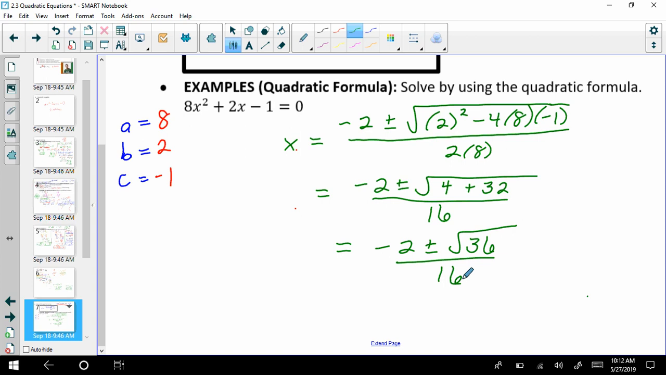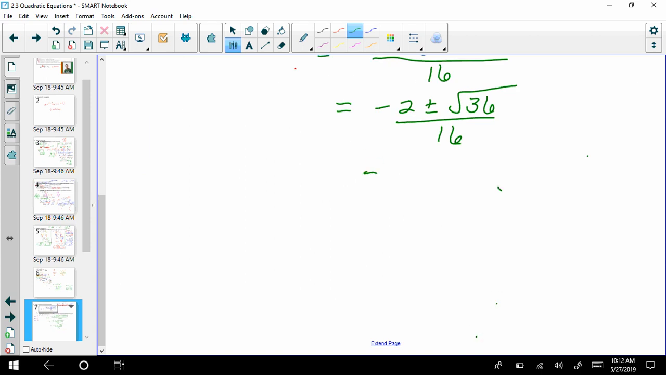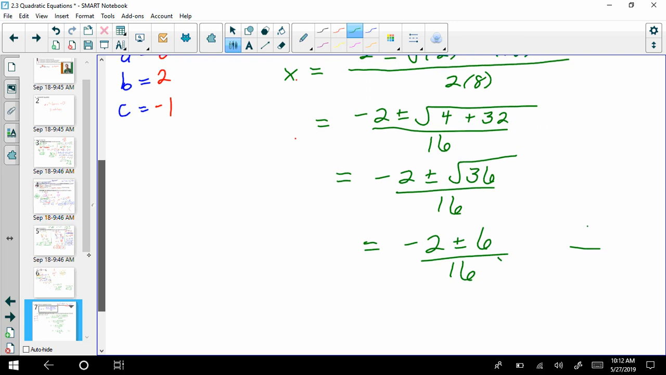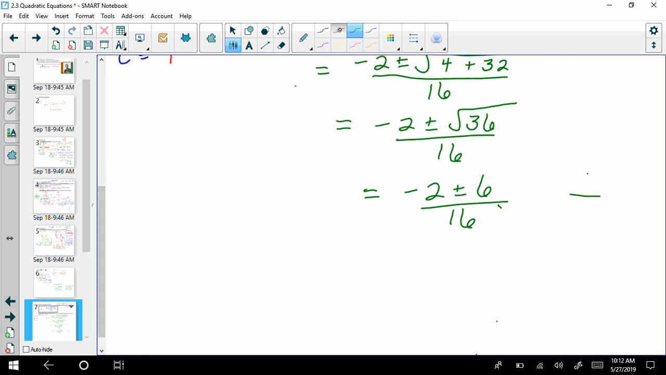And then I always ask my students to check if that square root will simplify, which it does. 36 is one of our perfect squares, so it turns into 6. And the last thing that we can do, because I can do it from all 3 numbers, we're going to divide something out. What can I divide from all three numbers? Should be a 2. So if I do that, I'd have negative 1 plus or minus 3 over 8. I divide everything by 2.